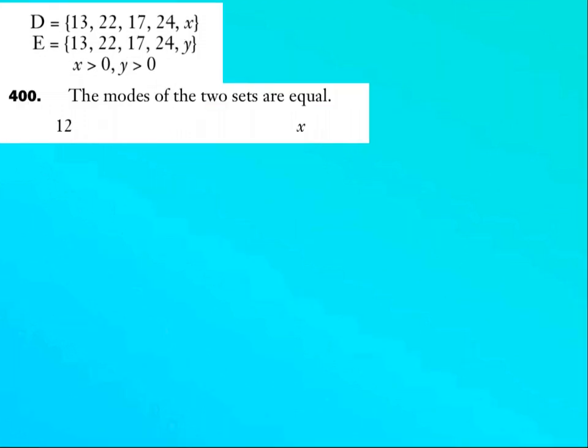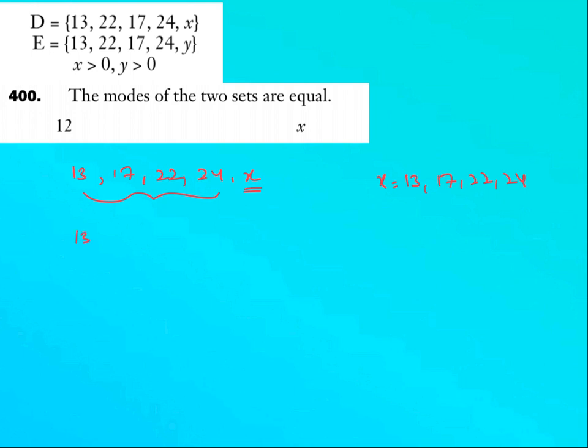Now again the same sets, but now they're talking about the modes of the two sets. They're telling us that the modes are equal. Now mode is the most frequent value. If you look at these values currently, this is what we have. Now if there is a mode, there has to be a repetition in the value. There has to be a value which is repeated. Now if I have a mode, it actually means x is one of these. X can either be 13, 17, 22, 24. Now whatever x is, that is going to be the mode as well, because that is the value which will appear twice.